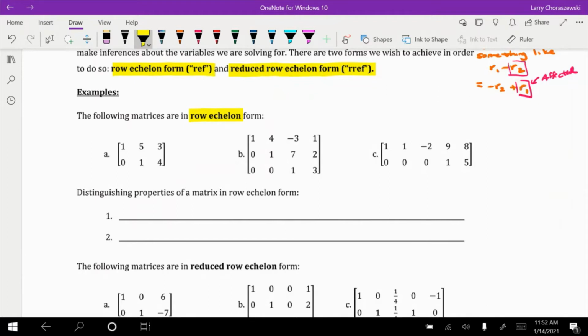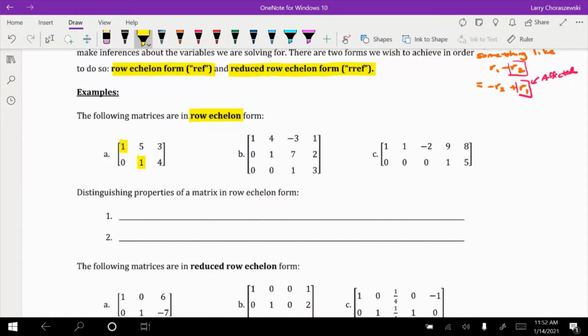So what I want you guys to notice with all three of these matrices is that they have something in common with regard to their entries in each row. You'll notice that in each row, the first non-zero number is a 1. If we look at the matrix given in A, the first entry is a 1. And in row 2, the first entry is not 1, but the first non-zero entry is a 1. This guy right here.